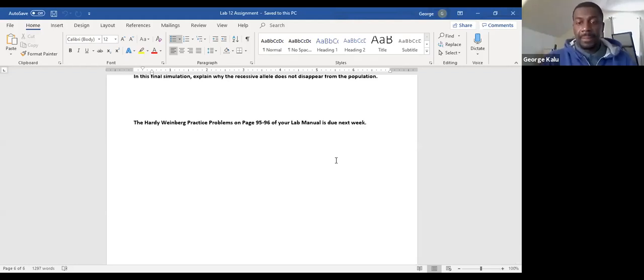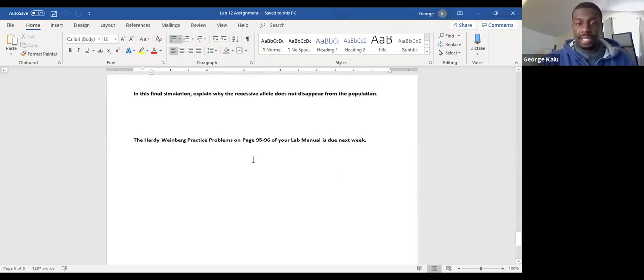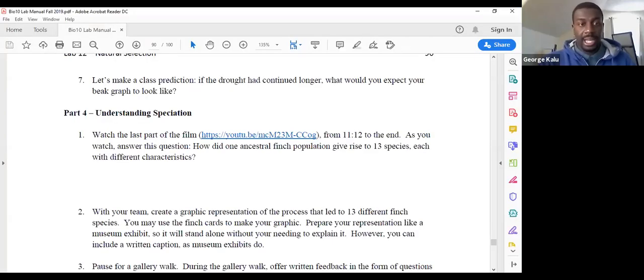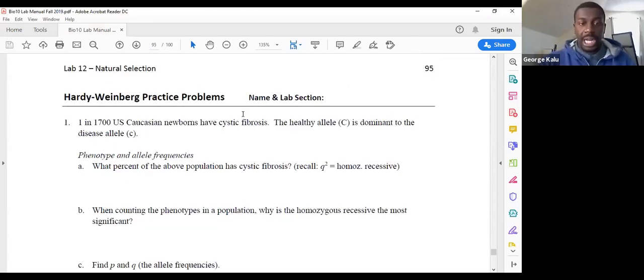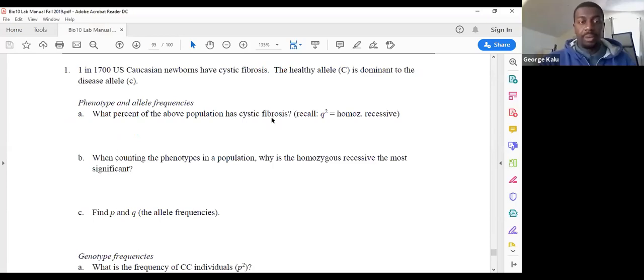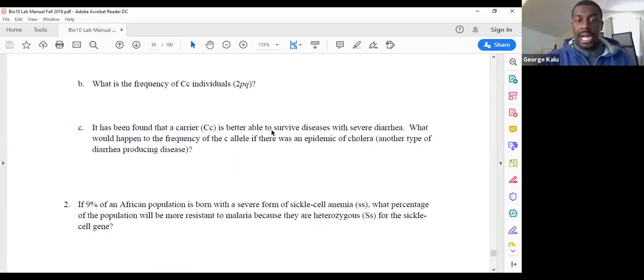I will put a place for you to submit your data on Canvas. The last thing you're going to do is the Hardy-Weinberg practice problems. These are on pages 95 and 96 of the lab manual. Let me pull up the lab manual here again. On pages 95 and 96, you'll find these Hardy-Weinberg practice problems. You'll go through these, answer the questions as best you can, and then submit them on Canvas as well.